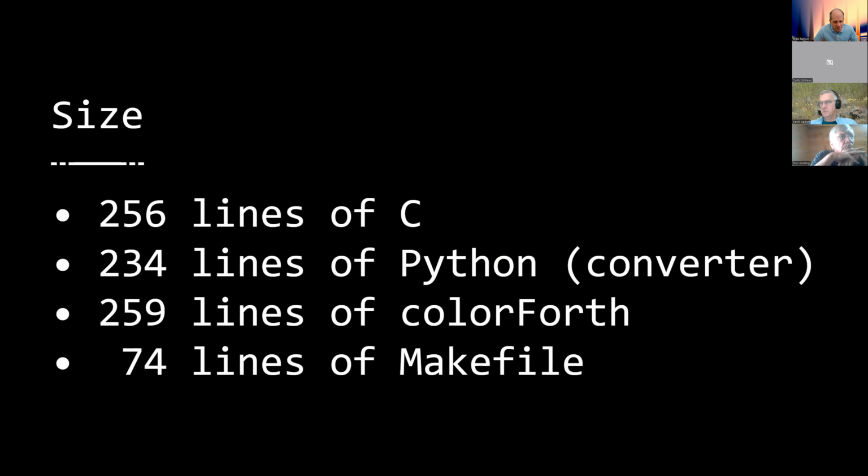So pretty small so far: 256 lines of C code. The converter ended up being shockingly complex at 234. And then about 259 lines of colorForth, and there are some makefiles to glue it together. So it's a pretty small chunk of stuff.